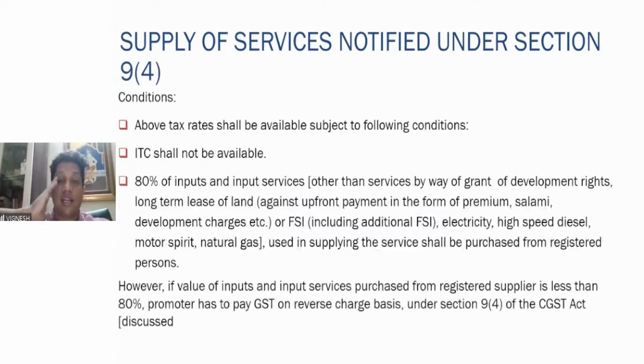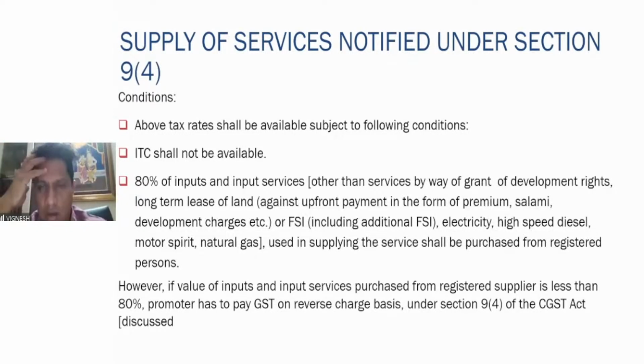Okay. Now, there are conditions which are given. That is, the above tax rates shall be applicable subject to the following conditions. The first condition is input tax credit not available. The second condition is where section 9 subsection 4 comes into the picture. What does the second condition say? It says that 80% of inputs and input services, other than by way of development rights, long-term lease of land, etc., or FSI, etc. Electricity and high-speed diesel have come by a typo, just ignore that. So 80% of the inputs or input services which are used in supplying the service shall be purchased from registered persons.